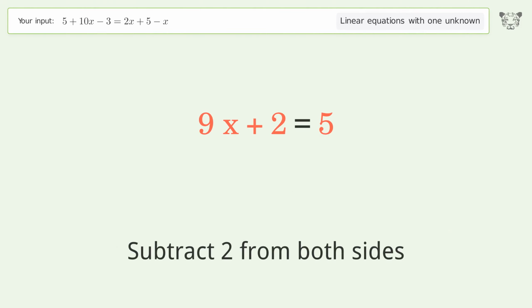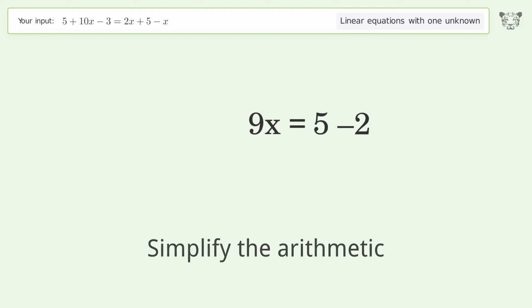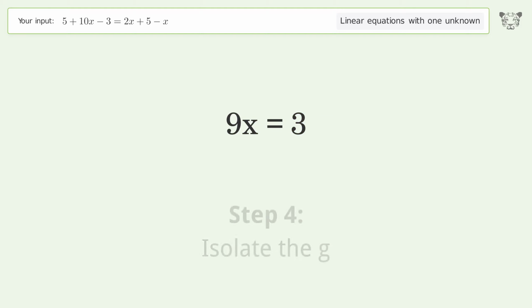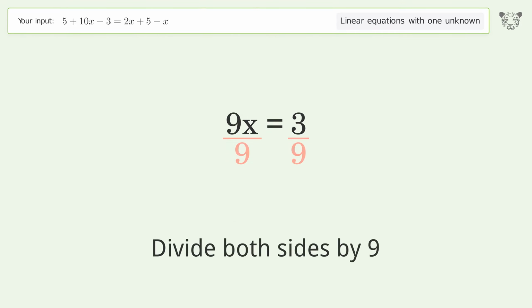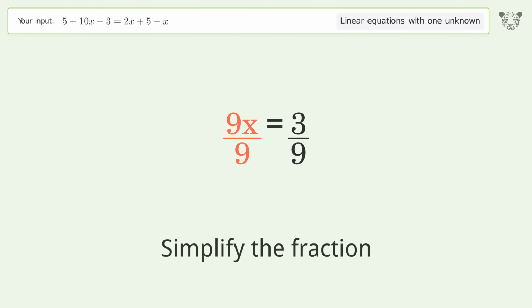Subtract 2 from both sides. Simplify the arithmetic. Isolate the x. Divide both sides by 9. Simplify the fraction.